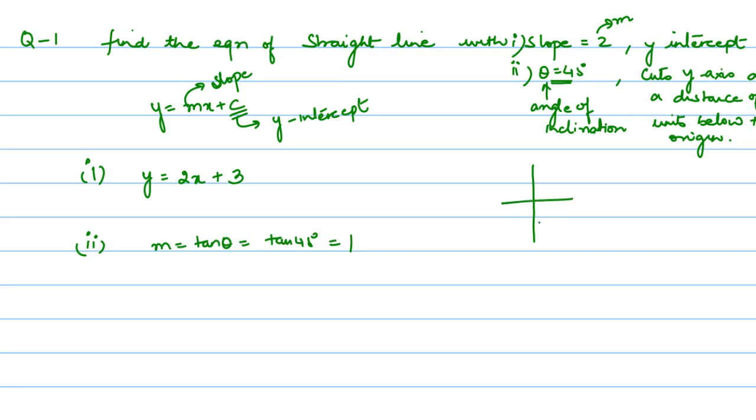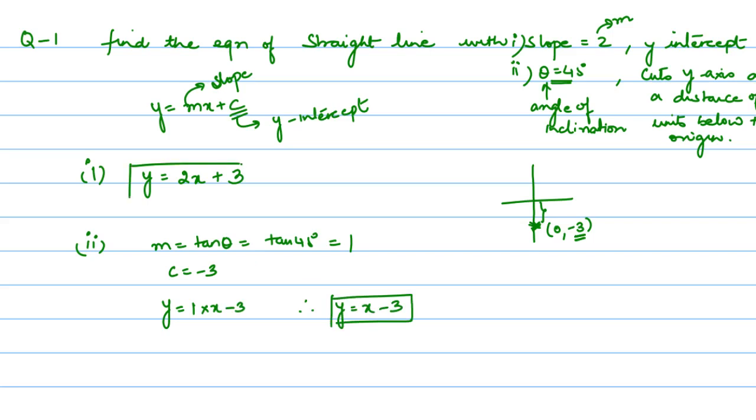And our line cuts the y-axis at a distance of 3 units below the origin. Therefore, this coordinate is 0, minus 3. What is the y-intercept? Y-intercept is minus 3. Now, we know m and c both. Therefore, we can find the equation as m is 1 into x, and c is minus 3. Therefore, y is equal to x minus 3. Therefore, the equation of our line is y is equal to x minus 3. In the earlier case, our equation was y is equal to 2x plus 3.